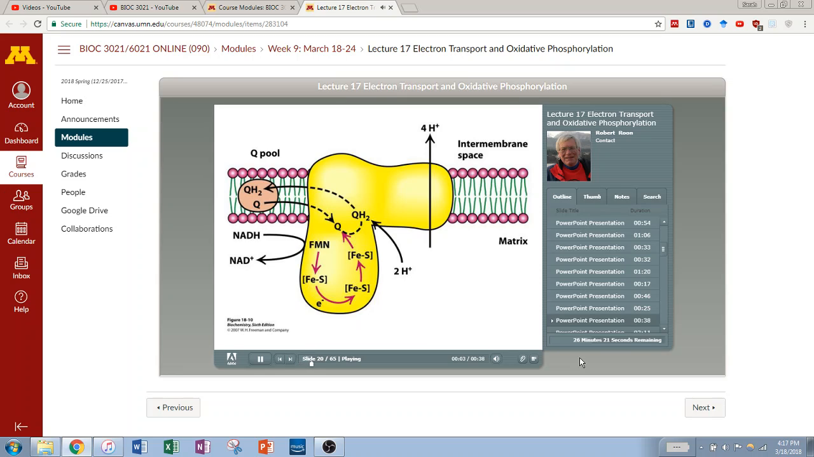In complex 1, 2 electrons flow from NADH to coenzyme Q. The pathway of electron flow is NADH to FMN through a series of iron-sulfur proteins to coenzyme Q. The final product of this process is reduced coenzyme Q, QH2. The flow of electrons through complex 1 is coupled to the pumping of 4 protons out of the matrix of the mitochondrion into the space between the inner and outer mitochondrial membrane. 2 additional protons are taken up from the matrix to convert coenzyme Q to QH2.